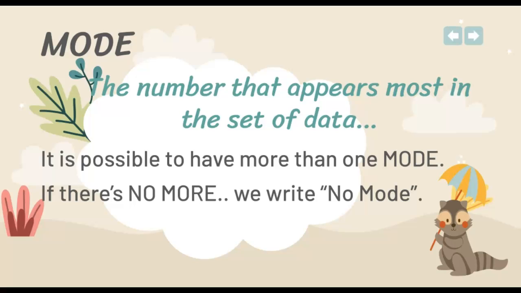The next one is mode, the number that appears most in this set of data. It is possible to have more than one mode, okay? And if there's no mode, we write no mode. We don't say 0. No mode is no mode. 0 is still a number and it's not considered as no mode. If there's no mode, you really have to say no mode, okay?